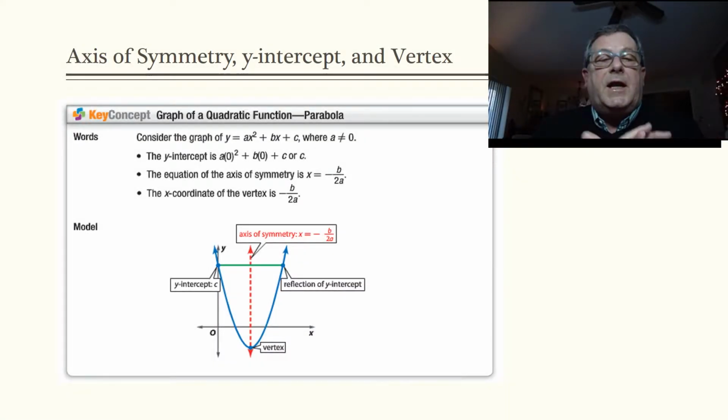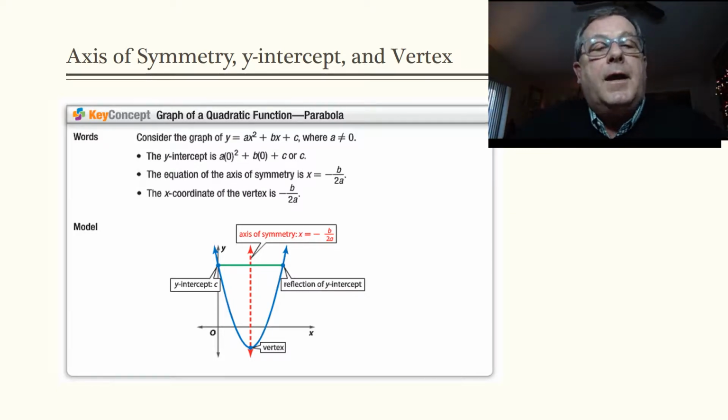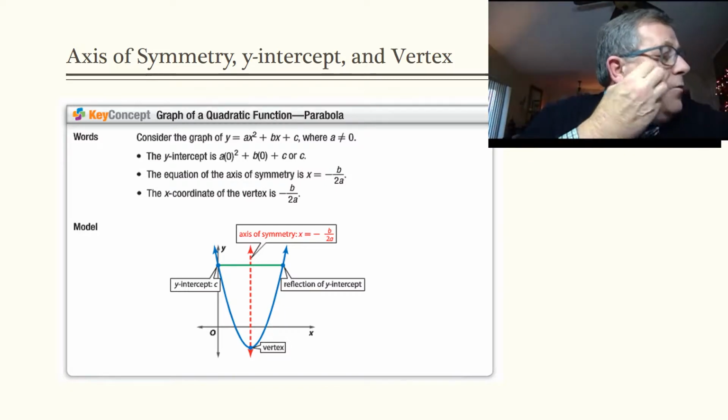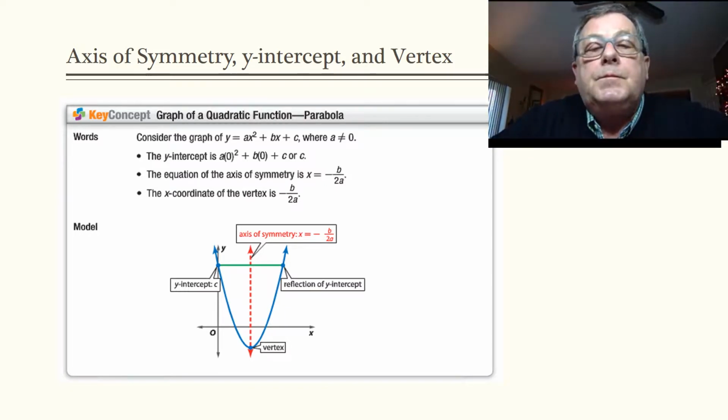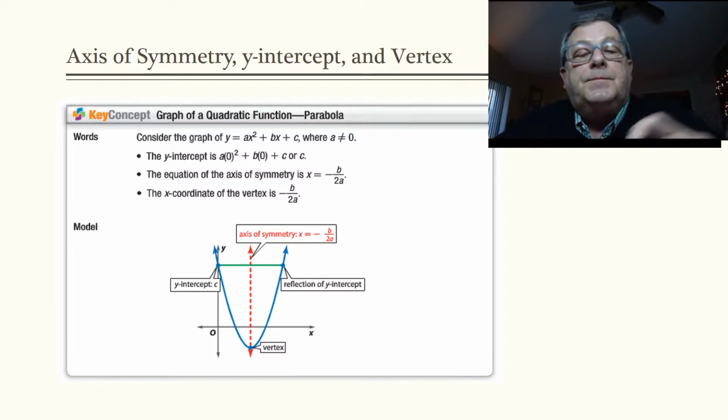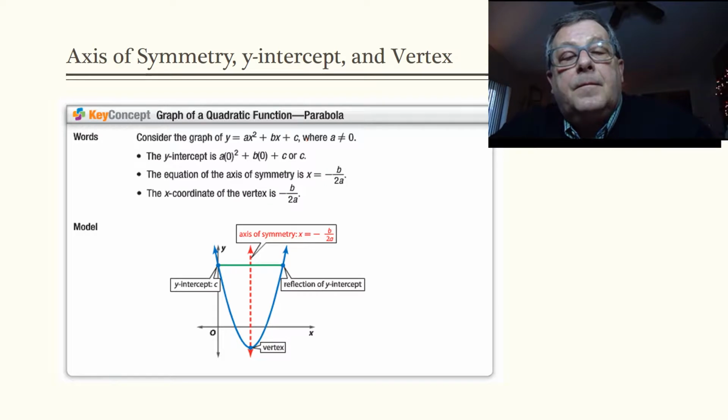All right, so we're looking at graphing quadratic equations. Oh, how so much fun. And here on page 221, or actually starting on page 220, we're looking at some features of a parabola. Three things we're going to take a look at here are the axis of symmetry, the y-intercept, and the vertex.